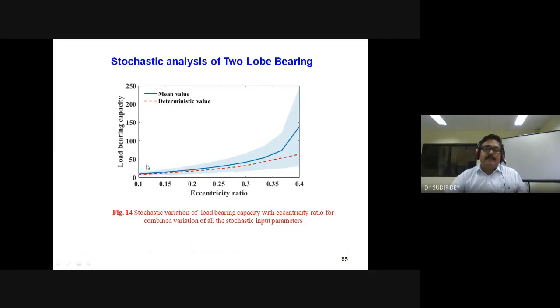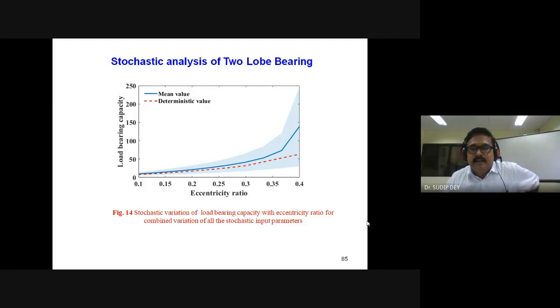And we get the load bearing capacity, and you can see how it is varying, the sparsity of load bearing capacity. It is not a straight line. This is the deterministic line. And I think those who are familiar with tribology can see similar kinds of characteristic curves for the bearing load bearing capacity. But this shaded zone you are seeing represents when all the input parameters are simultaneously varying. So what we are getting is not exactly one value. It will be within a band or range of values that we will get if we consider the variability in the input parameters.